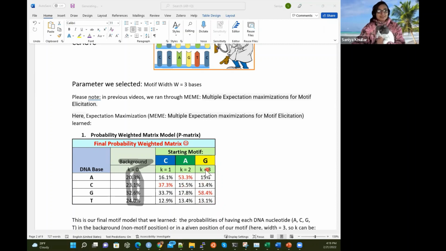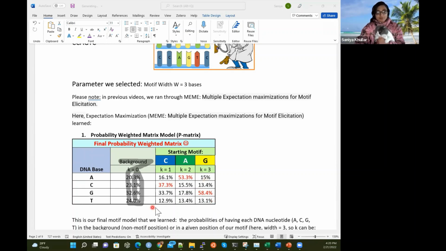And lastly, this is the third and last position of the motif. The position weighted matrix always goes from k equals 1 to k equals w. So w is 3 here, the width. Again, 15% chance of A in the last position of the motif, 13.4% chance of C being in the last position, 58.4% chance of G being in the last position, and 13.1% chance of T being in the last position of the motif.